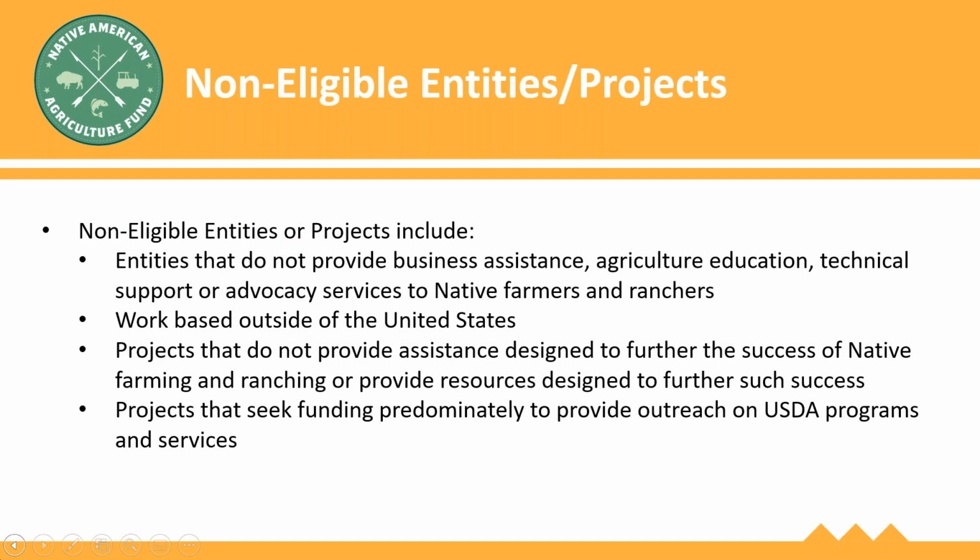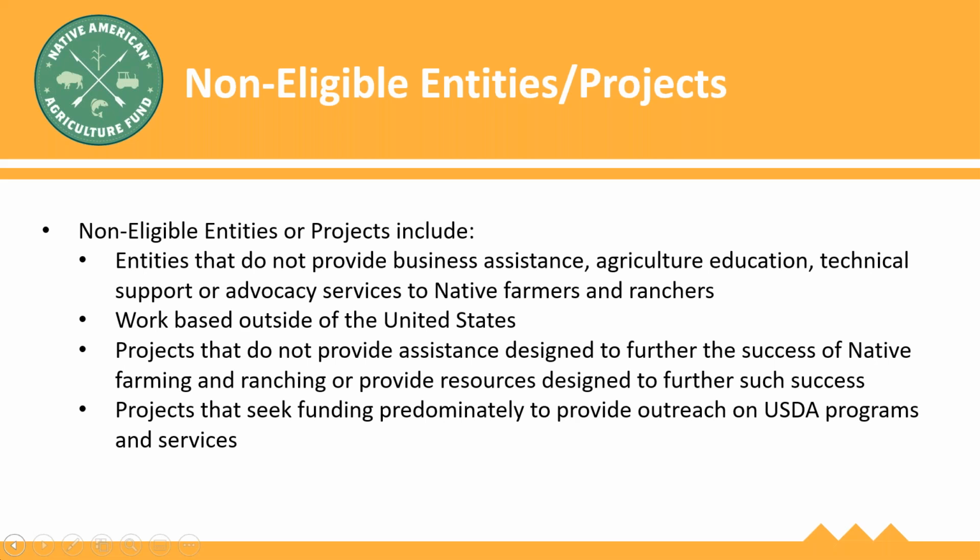Now, non-eligible entities and projects. These are also outlined within the RFA, but there are various uses of the funds that we are distributing that cannot be spent in certain ways. Those non-eligible entities or projects include entities that do not provide business assistance, agricultural education, technical support, or advocacy services to Native farmers and ranchers. Work based outside of the United States, projects that do not provide assistance designed to further the success of Native farming and ranching or provide resources designed to further such success, and projects that seek funding predominantly to provide outreach on USDA programs and services.